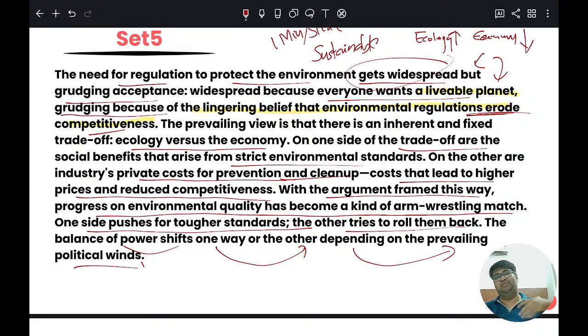Now, this is all happening due to the prevailing political winds, whether the politicians want to give importance to ecology or to economy. This is all based on the politicians. Great. Now politicians are also deciding how our environment should be.